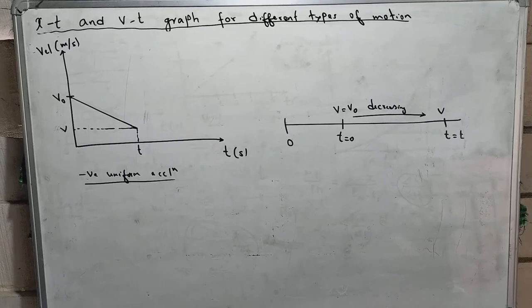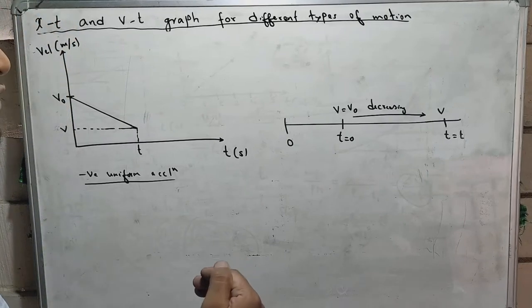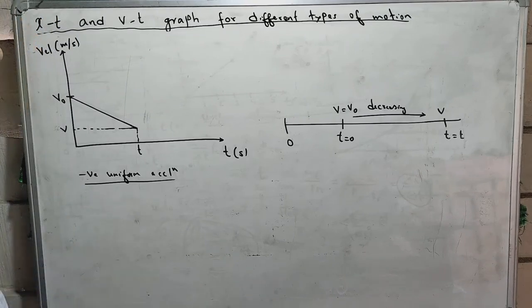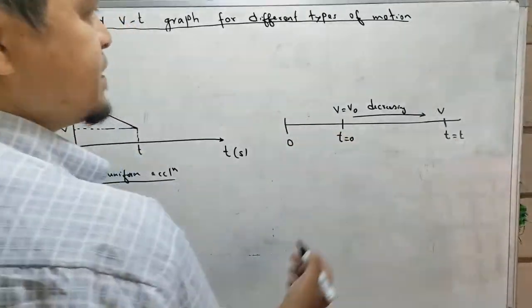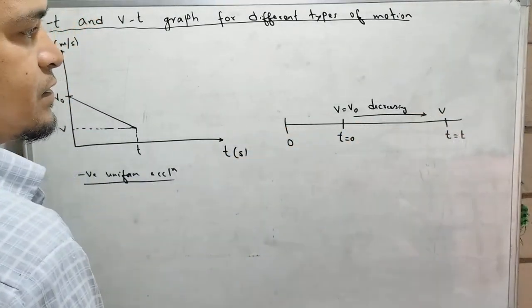When the body is moving along a positive x direction with a decreasing velocity, and if the body is decreasing its velocity at a uniform rate, then I can say that the acceleration in this case is negative, or the body is decelerated, or I can say the body is retarded in this case. Again, this is my positive x-axis, and I consider the motion of the body along this axis.